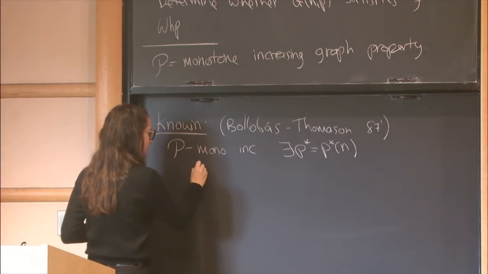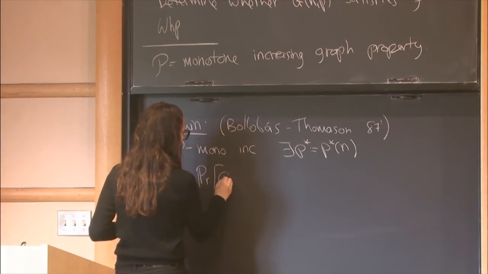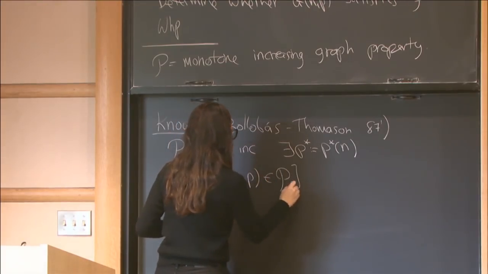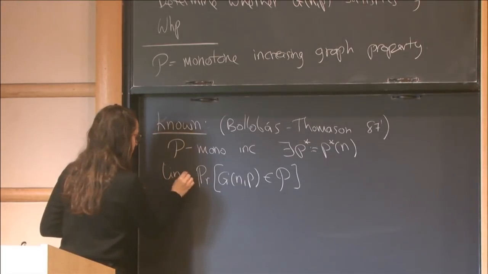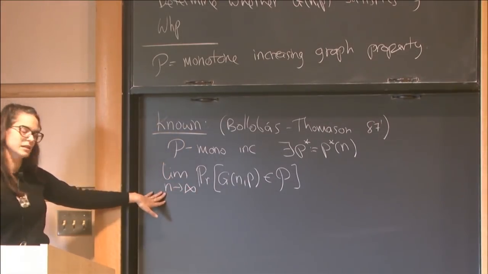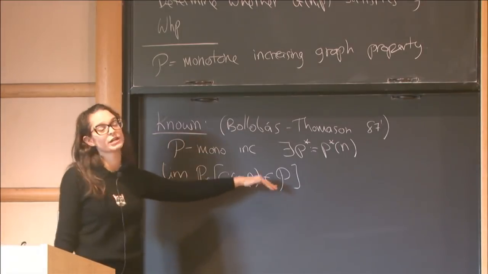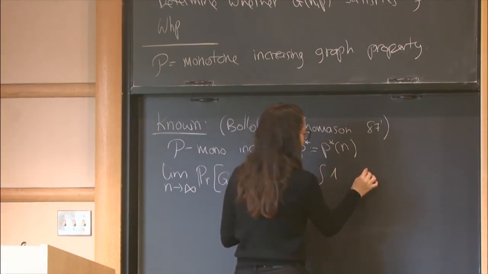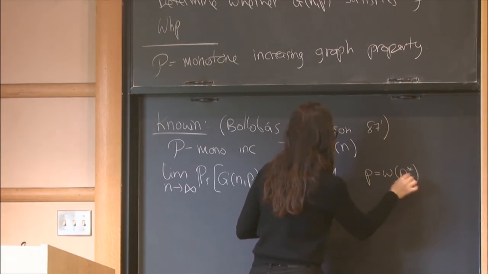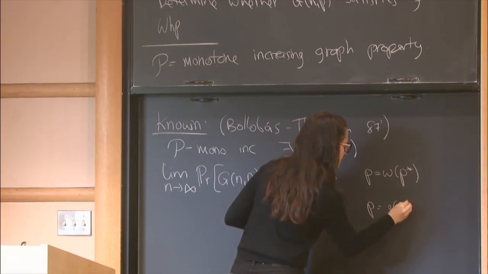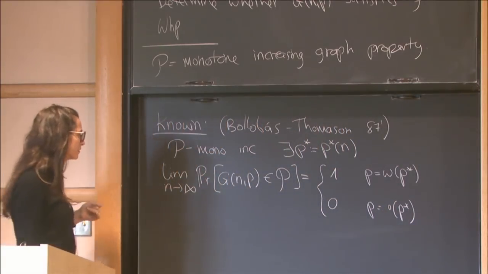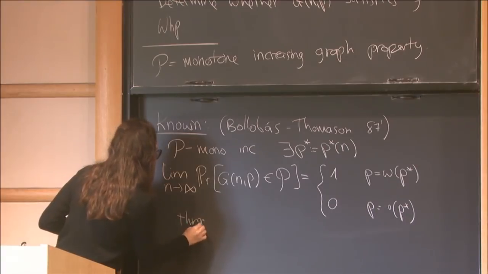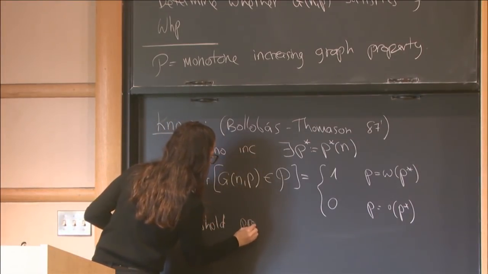the probability that G(n,p) satisfies P, I'll write it like this. If I look at the limit, I want to think of n as a large number. If n tends to infinity, then this probability that G(n,p) satisfies P tends to 1 if p is larger than this function, omega of p star, and 0 if p is smaller than p star. Okay, so this we call the threshold probability, or the threshold function.